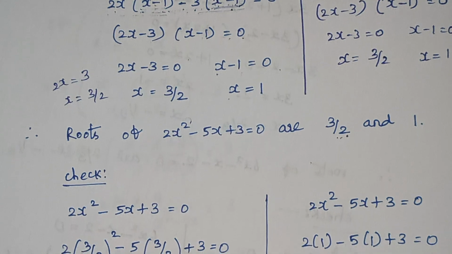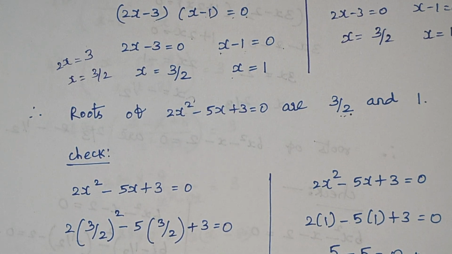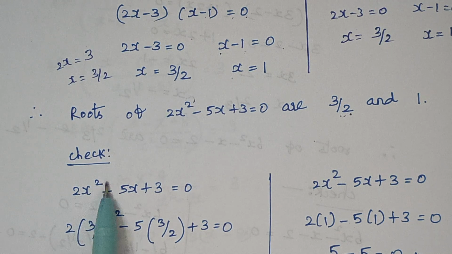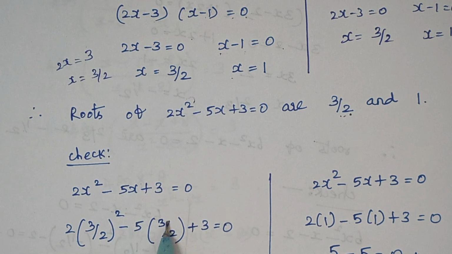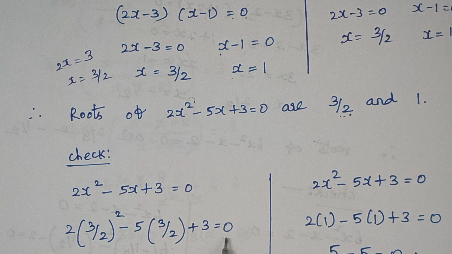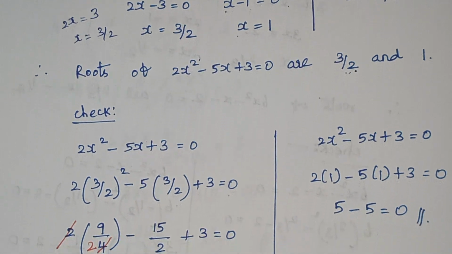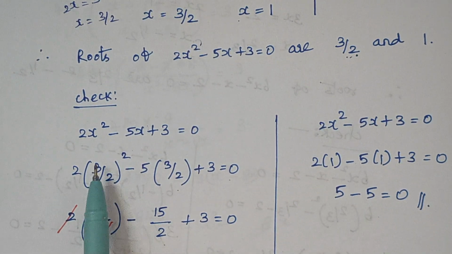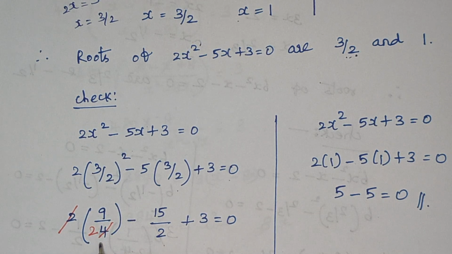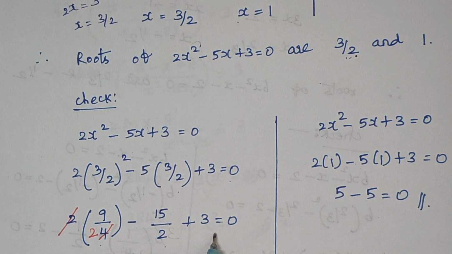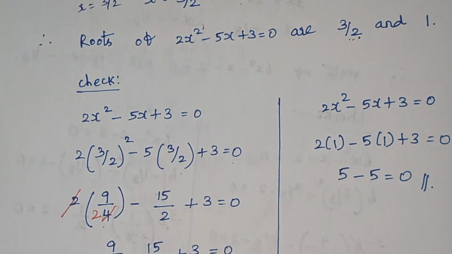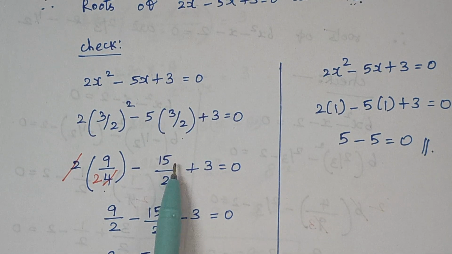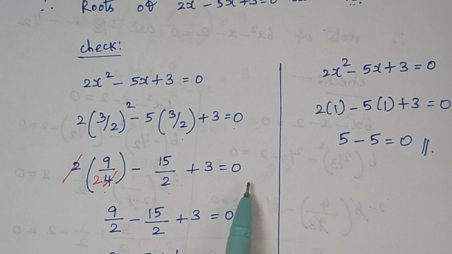First we are checking for x equal to 3 by 2. So when you substitute the value of x equal to 3 by 2, make sure here we have x square, therefore 3 by 2 whole square. Minus 5 in the place of x, again 3 by 2 plus 3 is equal to 0. So once you solve here, you will be having 2 into 3 square is 9 and 2 square is 4. Minus 15 by 2 plus 3 is equal to 0. So when you cancel these two terms, here we will be having 9 by 2 minus 15 by 2 plus 3 is equal to 0.